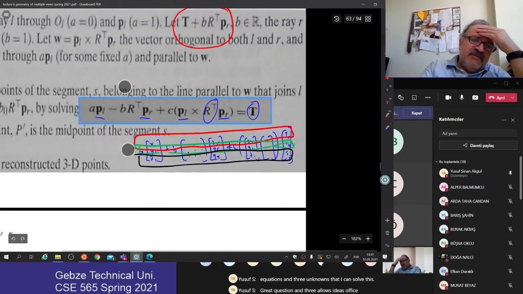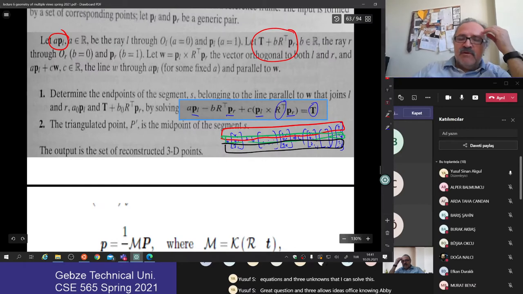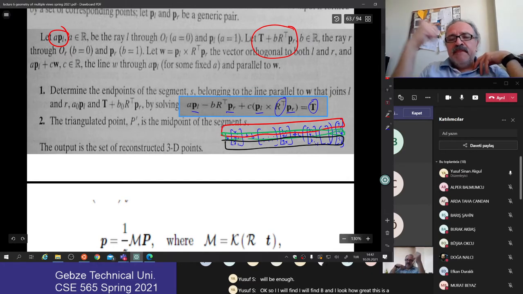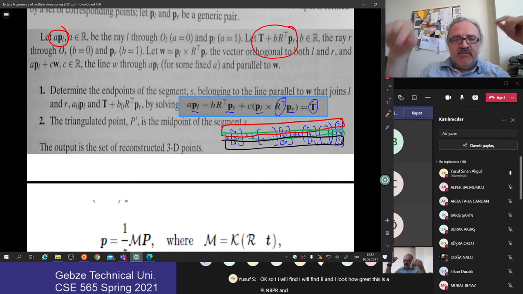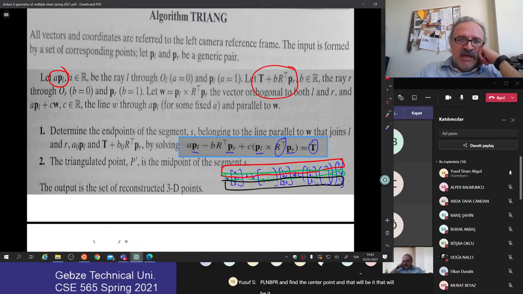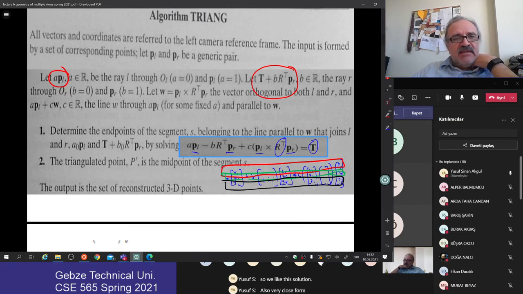Knowing A and B will be enough. Okay, so I will find A, I will find B, and I will calculate this APL and BPR, and find the center point, and that will be it. So we like this solution, closed form solution. This is nice, good, and it is tolerant with respect to image noise, calibration errors, etc.